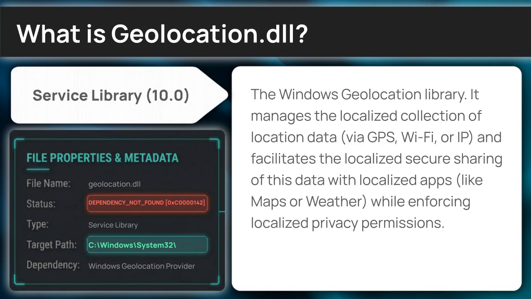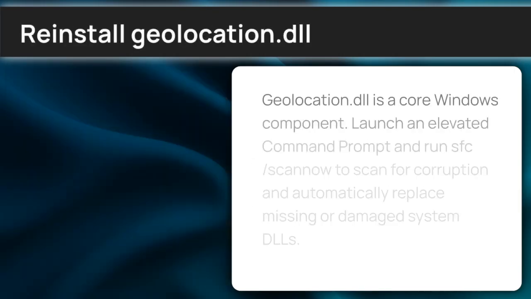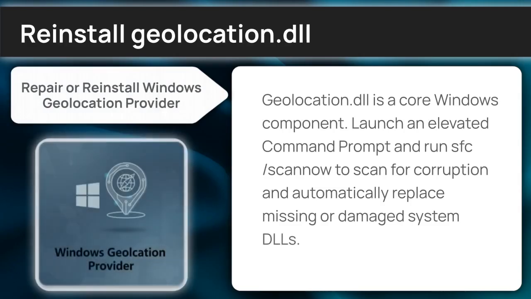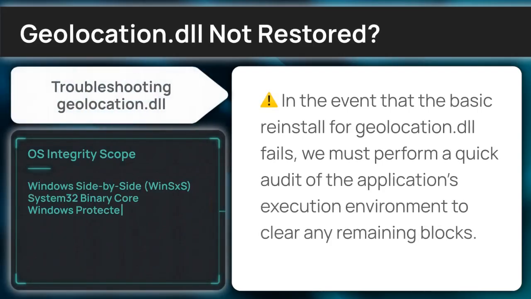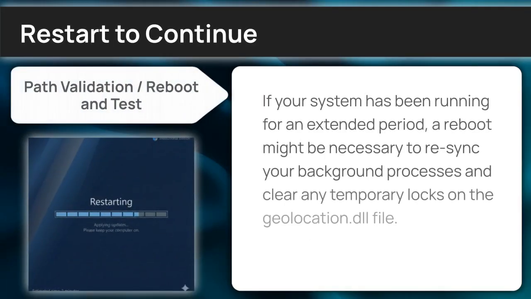Now that the background is clear, let's walk through the actual installation steps. Geolocation is a core Windows component. Launch an elevated command prompt and run sfc /scannow to scan for corruption and automatically replace missing or damaged system DLLs. If the error persists despite the new library files, we must verify if a simple synchronization conflict is preventing the file from loading. A standard reboot clears out temporary memory conflicts and gives the Windows loader another chance to properly register the Geolocation Library component during startup.